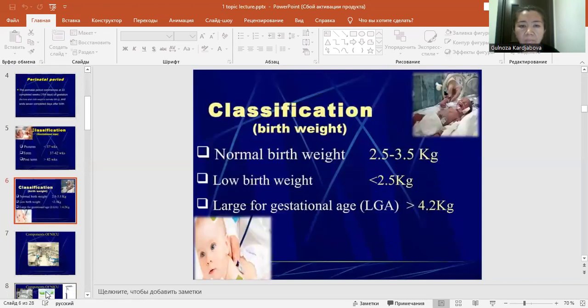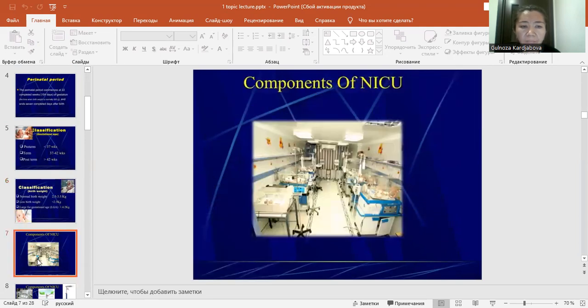So, classification by birth weight. Normal birth weight, 2.5 to 3.5 kg. Low birth weight, under 2.5 kg. And large for gestational age. It is up to 4.2 kg babies.